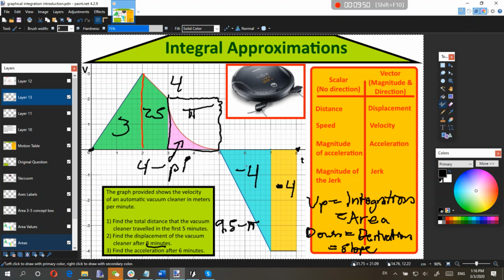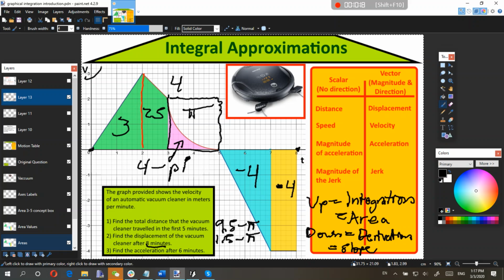Okay, if I wanted displacement after 8 minutes, so that's from 0 to 8, I would add all of my areas together, but this time for displacement my negatives matter, so when I add these negative 4s, they're going to stay negative. So negative 4 and positive 4 will cancel. Negative 4 and positive 3 is negative 1, plus 2.5 is 1.5 minus pi. So just add all of your areas together. If it's displacement and it's negative, we're going to keep it negative.